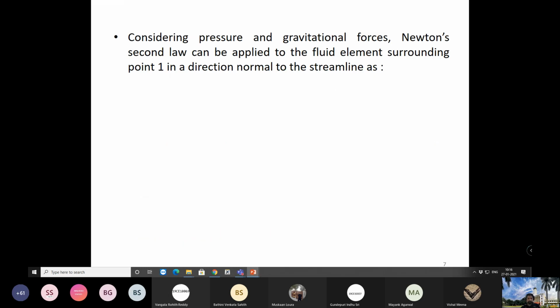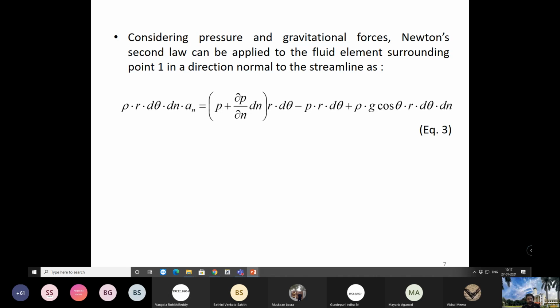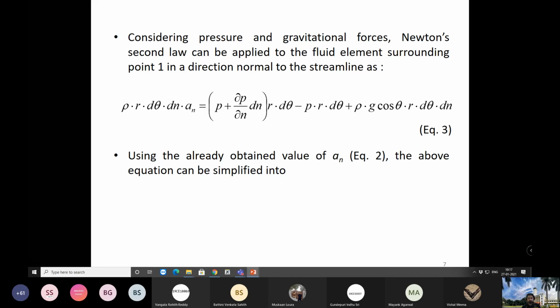All right. So this equation looks like a very complicated equation. Now, what we have seen is An is V square by r. So if we put An equal to V square by r here and do all the cancellations, rho and d theta wherever possible, this will get cancelled. We will come up with this equation: V square by r is equal to 1 by rho del p del n plus g cos theta. All right. So this is one of the important equations that we have got.